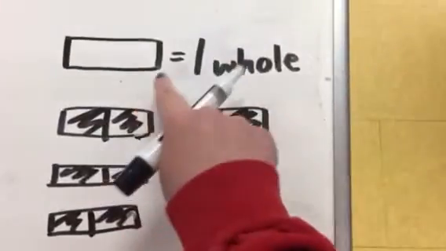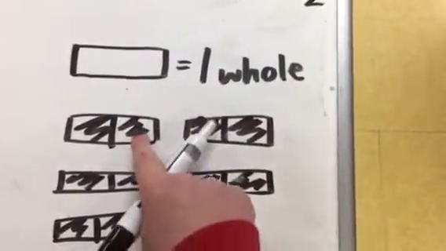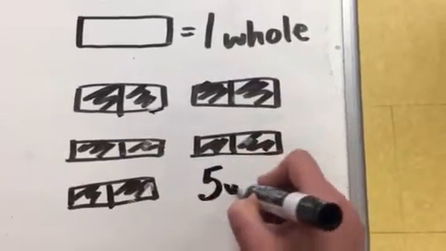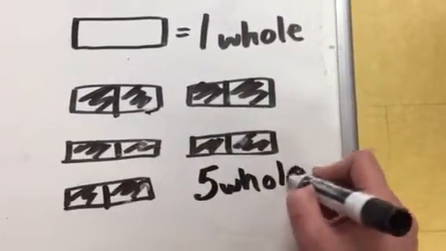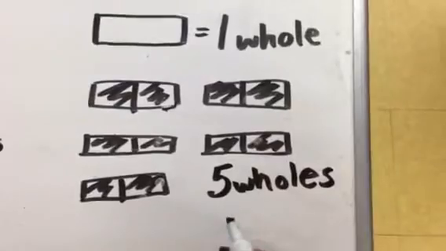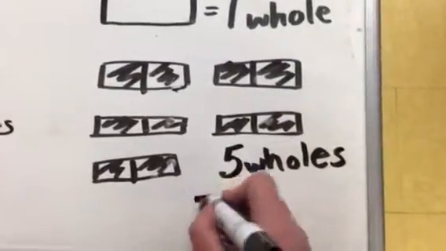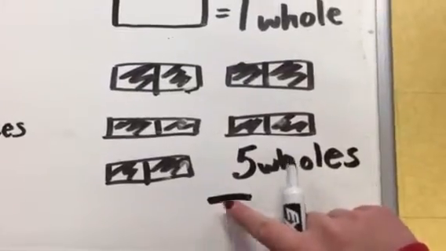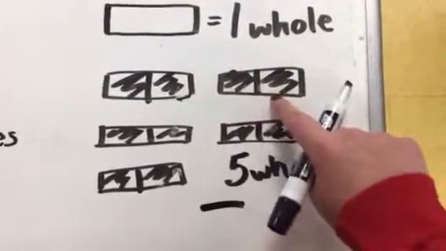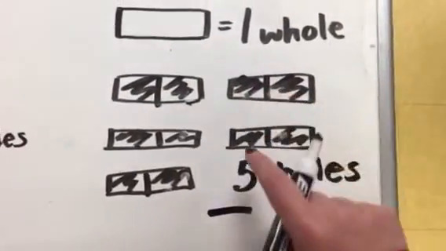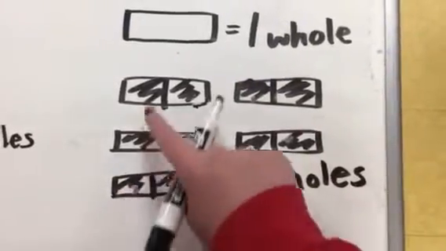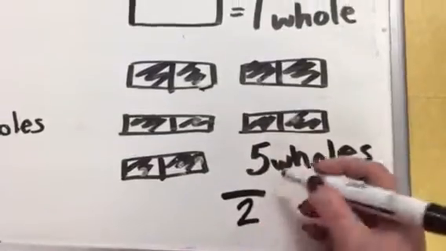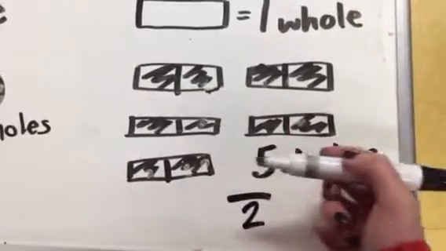Let's say 1 bar is equal to 1 whole. So I have 1, 2, 3, 4, 5 wholes. But if I wanted to write it as an improper fraction, I've got to find my denominator, which is how many pieces in 1 of the wholes. In 1 of these wholes, I have 2 pieces. In this whole, I have 2 pieces. So my denominator is 2, because I have 2 pieces in 1 whole.